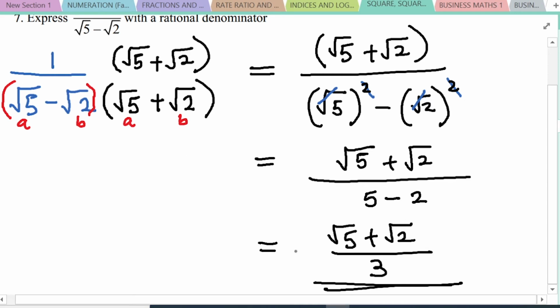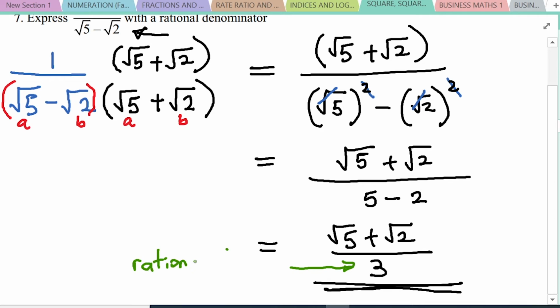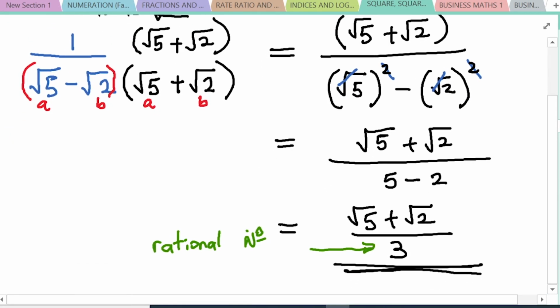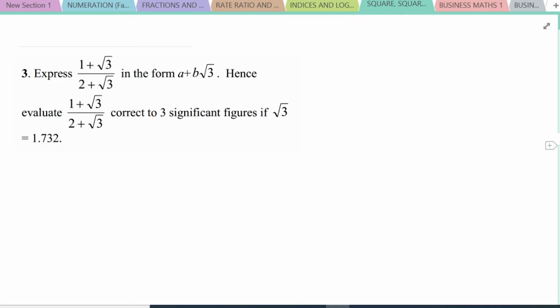So from here, you are able to see that we have been able to rationalize the denominator. In other words, at the beginning, the denominator had irrational numbers. Now, after doing this, the denominator has a rational number. So we have answered the question which was requiring us to express this with a rational denominator. So we finished. That is how we do it. That's the answer.